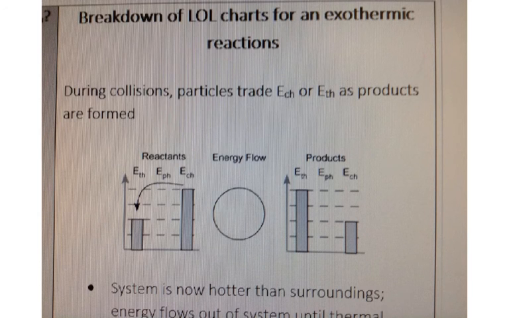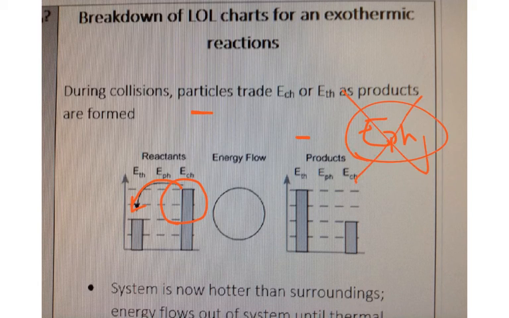All right, so this is for exothermic reactions. So what happens is that during the collisions, remember we're going from a high chemical energy to a low chemical energy. So we're going to donate that chemical energy to ETH. I do want you to note that we will never be dealing with your EPH during this unit. Okay, so your EPH will always remain 0.